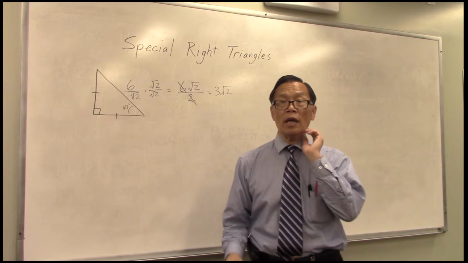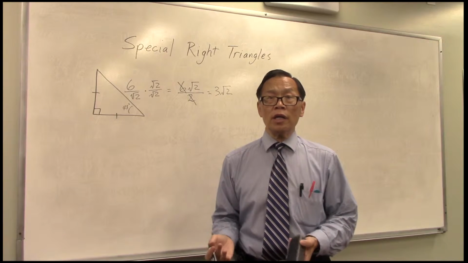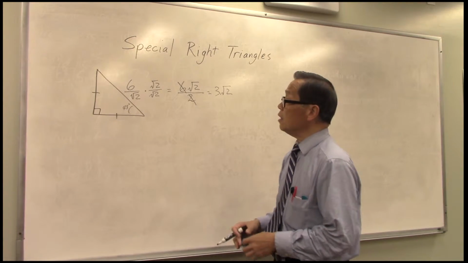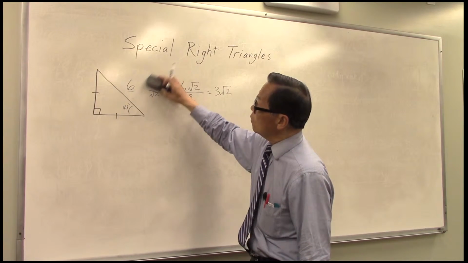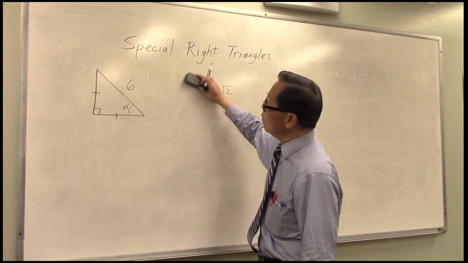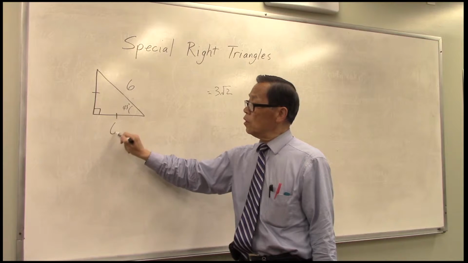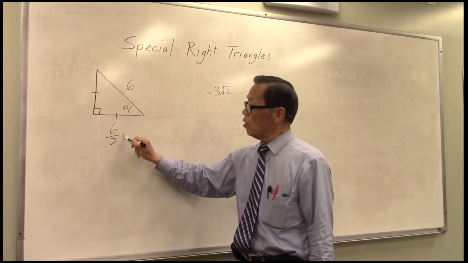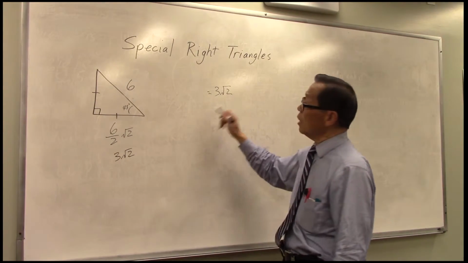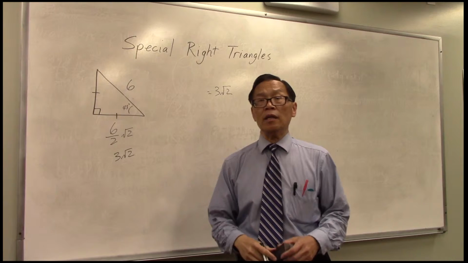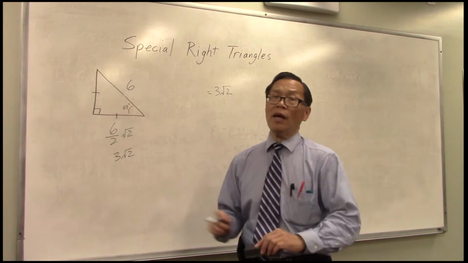So, it's a little bit complicated, so I want to show you a shortcut. And the shortcut is this. Given this number, in order to get the side, all you have to do is divide it by 2 and multiply by radical 2. And of course this is 3 radical 2. The same answer you would get if you had to go through the complicated explanation. And it always works out that way.